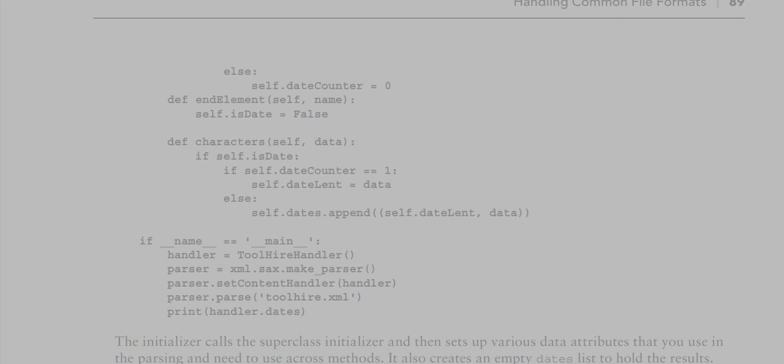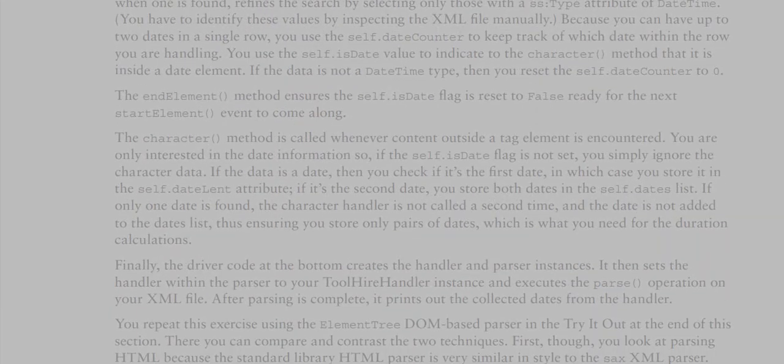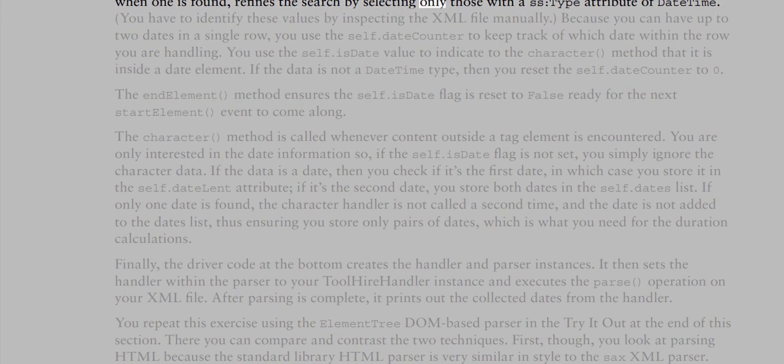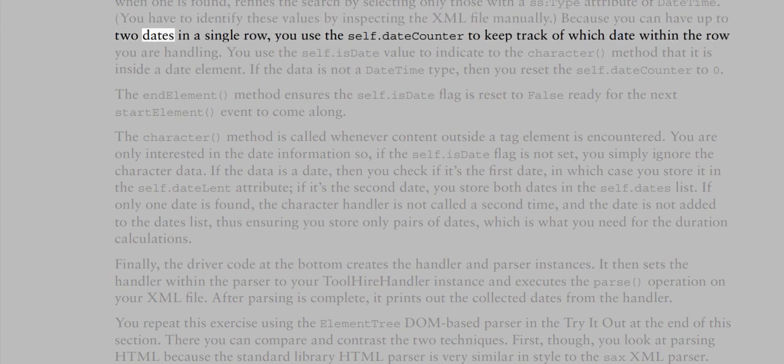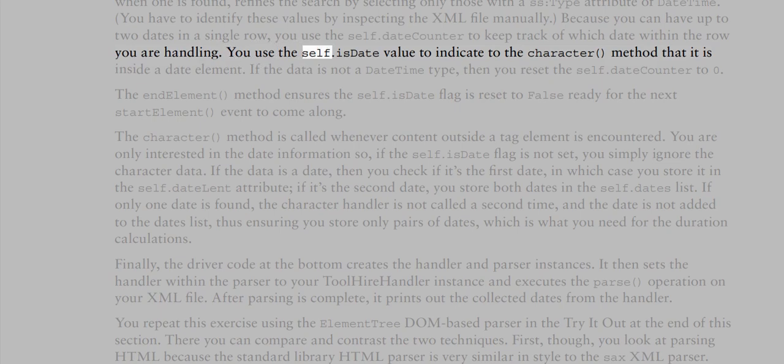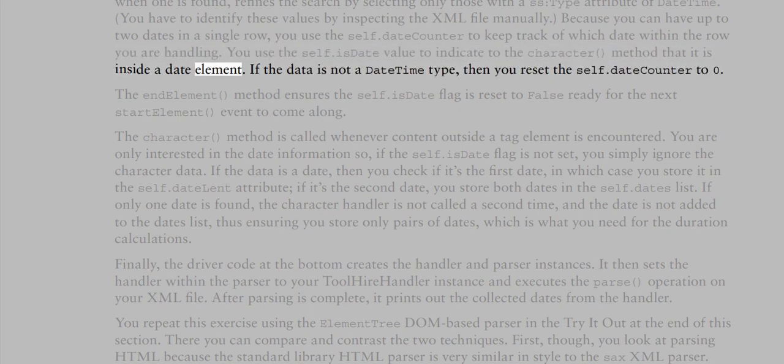The main parsing method is the startElement method that looks out for Data elements and, when one is found, refines the search by selecting only those with an ss:Type attribute of DateTime. You have to identify these values by inspecting the XML file manually. Because you can have up to 2 dates in a single row, you use the self.date counter to keep track of which date within the row you are handling. You use the self.isDate value to indicate to the characters method that it is inside a date element. If the data is not a DateTime type, then you reset the self.date counter to 0.